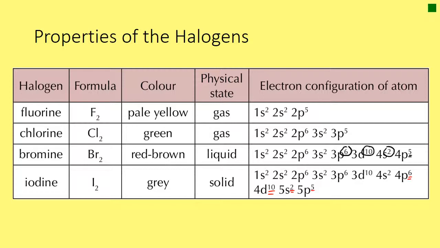So what that illustrates is that the atoms start off very small with fluorine and get very large with iodine. These electrons that are in the 5p orbitals are a long way away from the nucleus, whereas fluorine's electrons in the 2p orbitals are pretty close to the nucleus, and that's going to affect all sorts of properties, particularly its electronegativity.